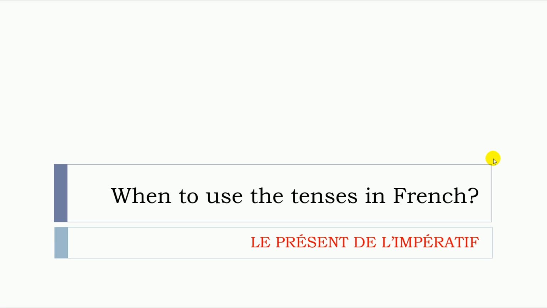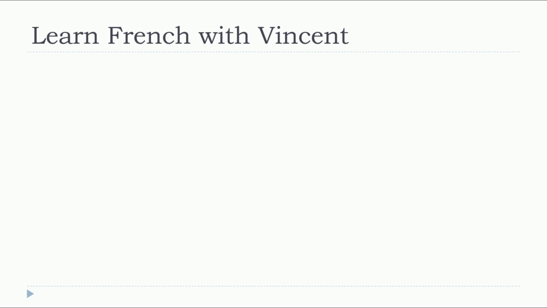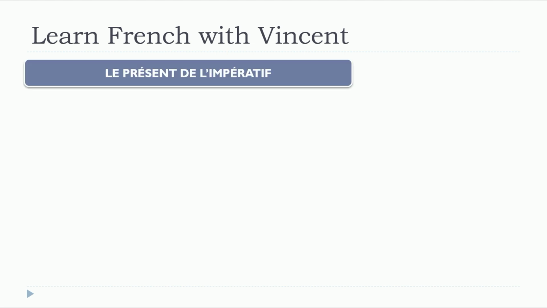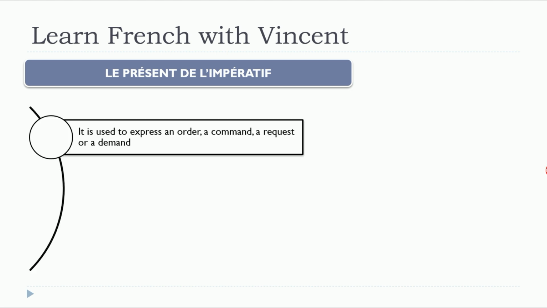In this video, we'll see together when to use the tenses in French and more precisely, le présent de l'impératif. So it's quite interesting because we will see that we can use it in many situations. The first thing will be, well, it will be used to express an order, a command, a request, or a demand. So that's maybe the classical way that we visualize this imperative form, to give an order.